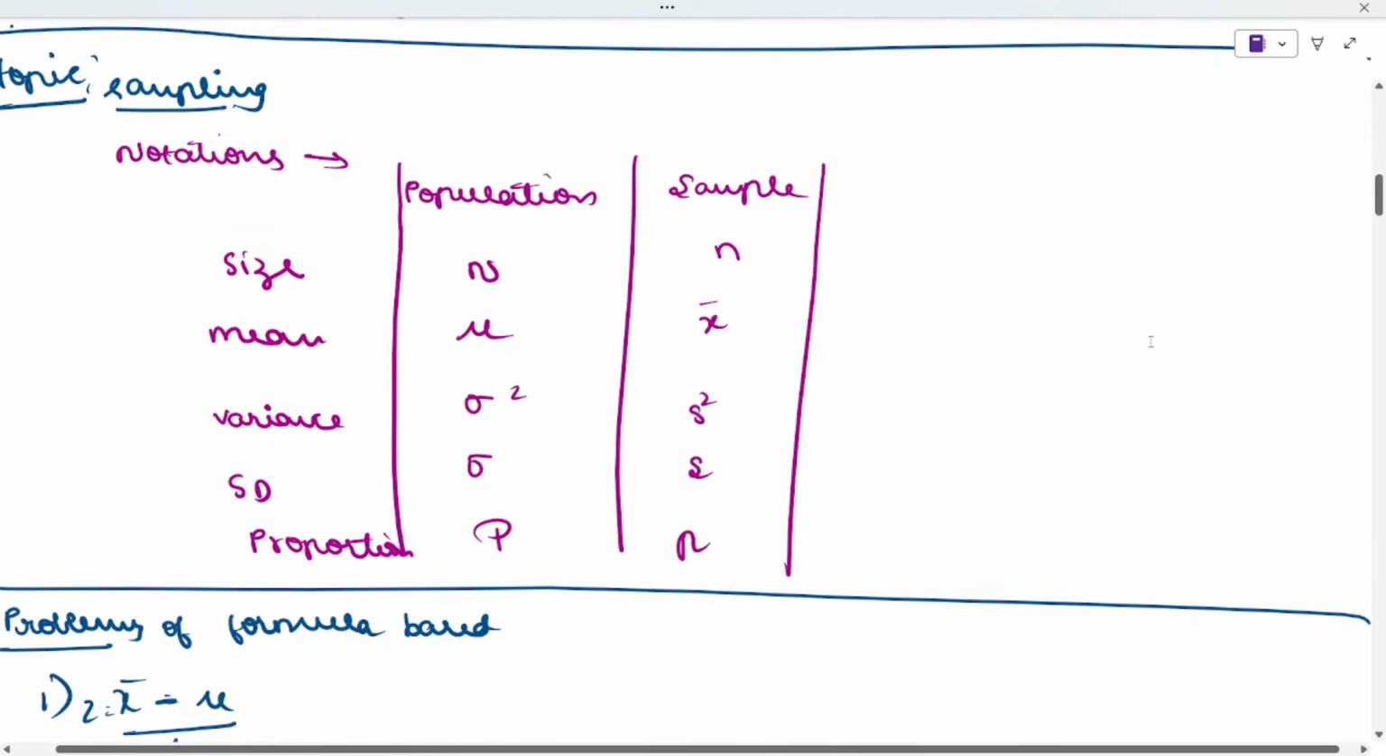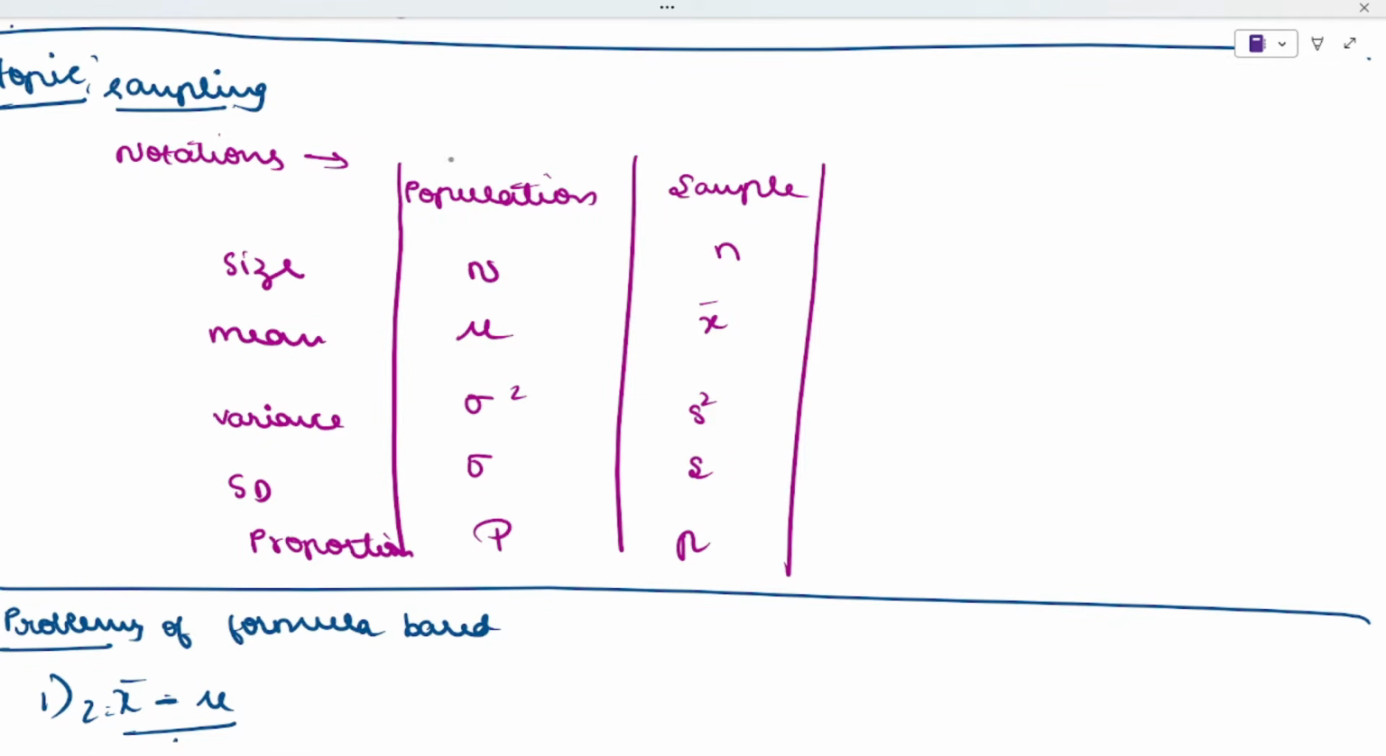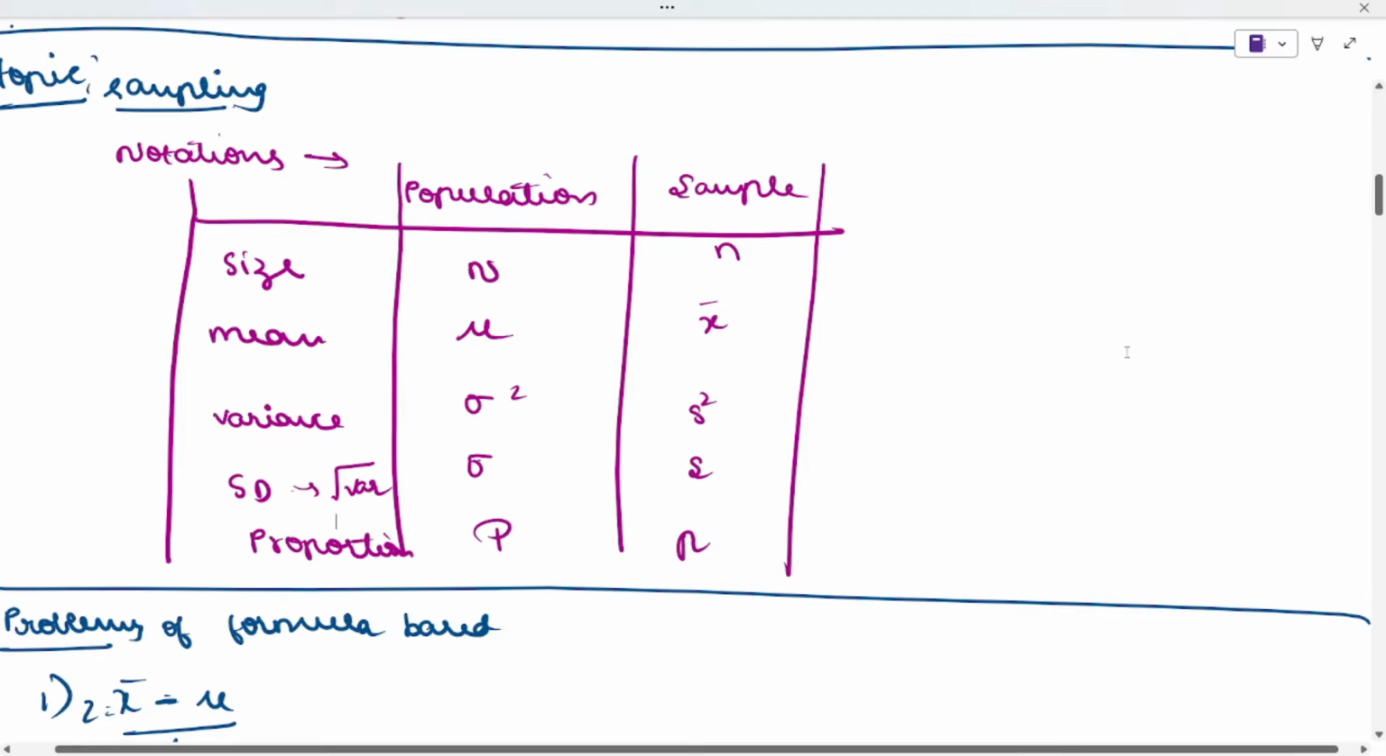Now let's see about sampling. What are the notations that I said? Mu, x bar, p, capital P and all, right? That we will discuss here. For population and for sample, you have to remember this table. Size is capital N for population, small n for sample. Mu is for population, x bar is for sample. Variance is sigma squared for population and s squared for sample. If you take the root of this, you will get sigma, and the root of the other gives s, that is the standard deviation, the root of variance. For proportion it is capital P for population, small p for sample. If you remember this much, this module is 25% over.